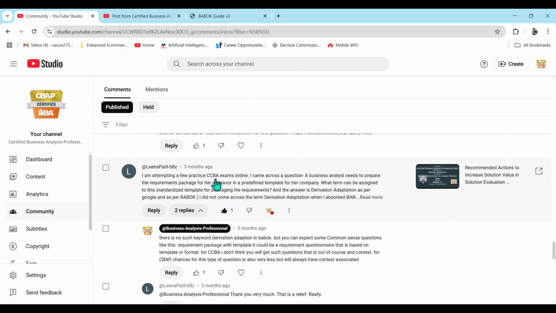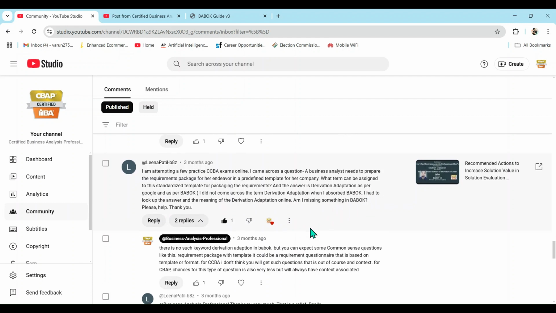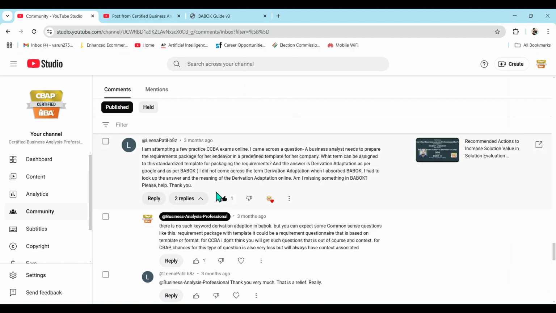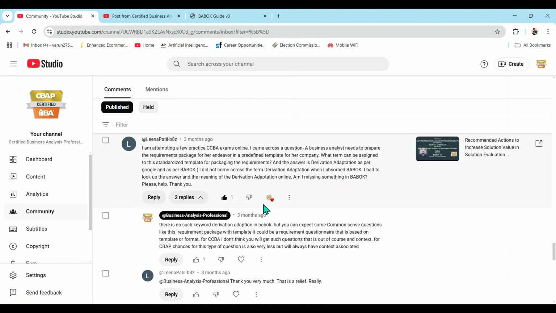I'm attempting a few practice CBAP exam questions online. I came across a question: a business analyst needs to prepare the requirement package for her endeavor in a predefined template for her company. What term can be assigned to this standardized template for packaging the requirement? And the answer is derivation adaptation. As per Google and as per BABOK, I did not come across the term derivation adaptation. When I observed BABOK, I had to look up the answer and the meaning of derivation adaptation online. Am I missing something in BABOK, please?